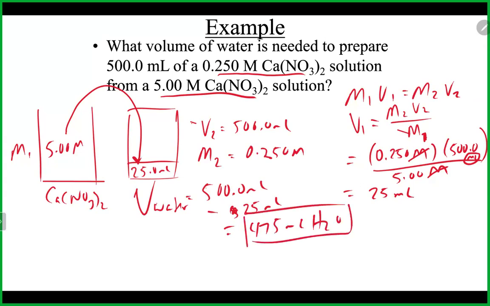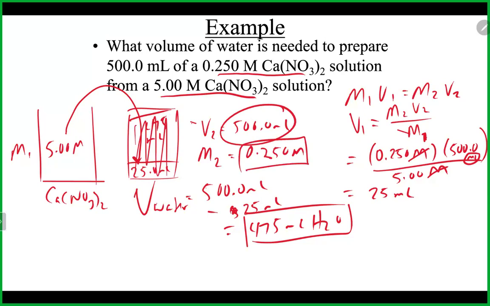Needs to be added here. So again, we would add something like 475. That again is going to give us a total volume of 500 milliliters when we mix it together. And at that point, once you do, you again should have a solution sitting there that is 0.25 molar. Any questions on dilutions there?